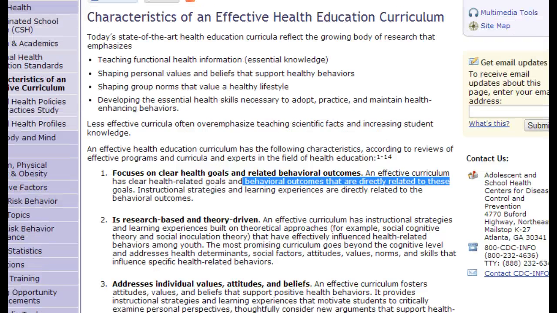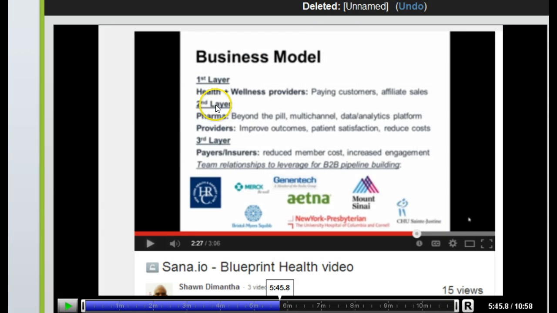Now, if you remember, let's take a look at layer one, health and wellness providers. It says paying customers. So how are the school children going to be paying customers? Well, let's focus on health and wellness providers first.